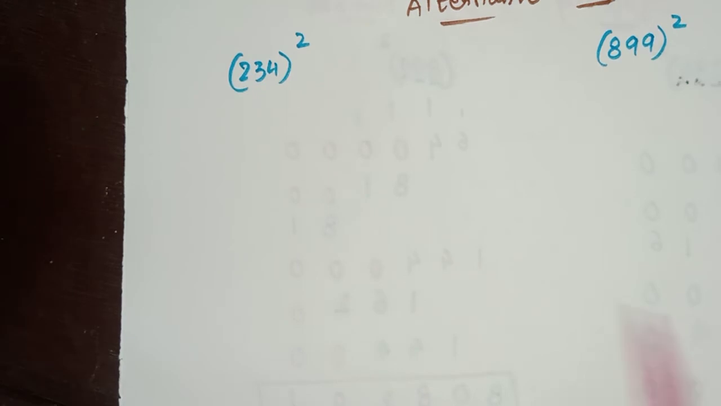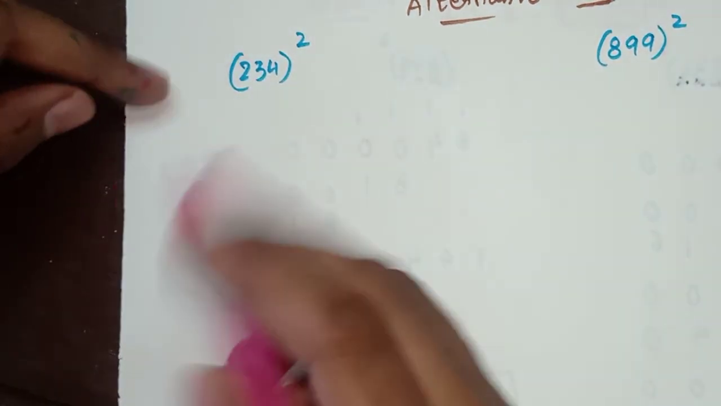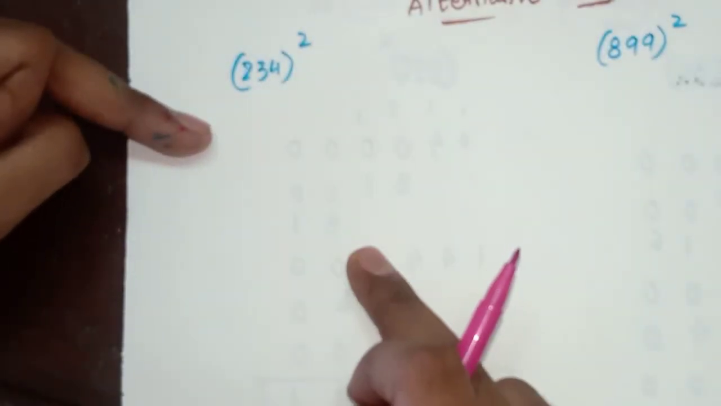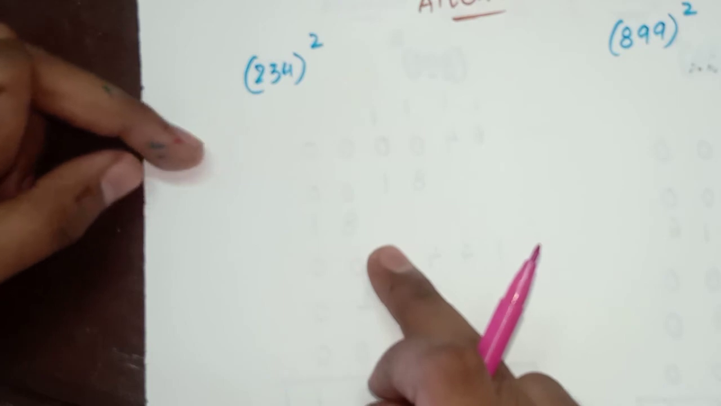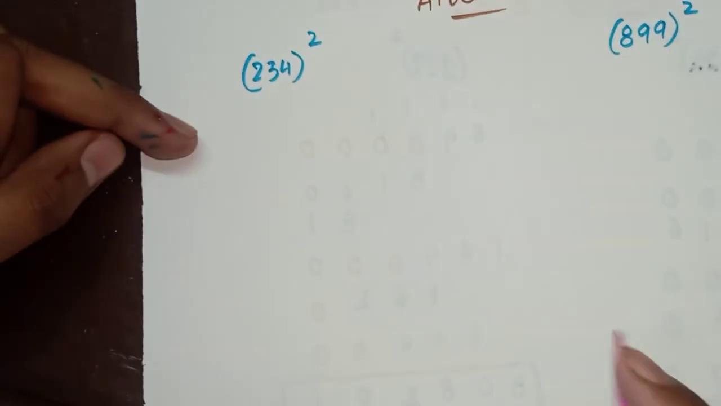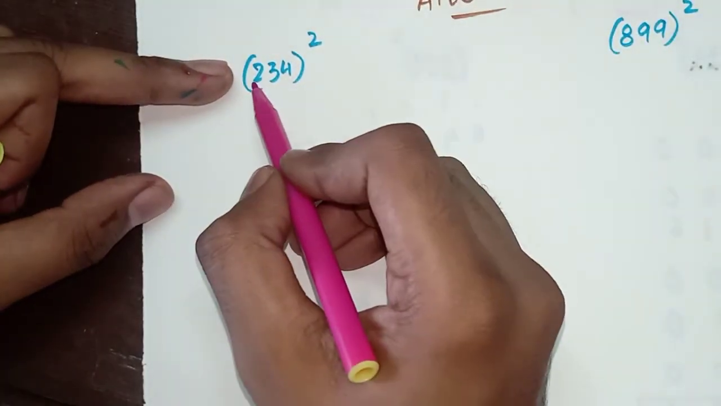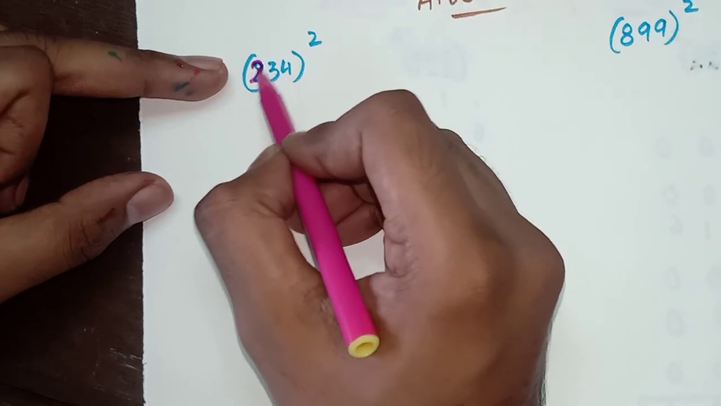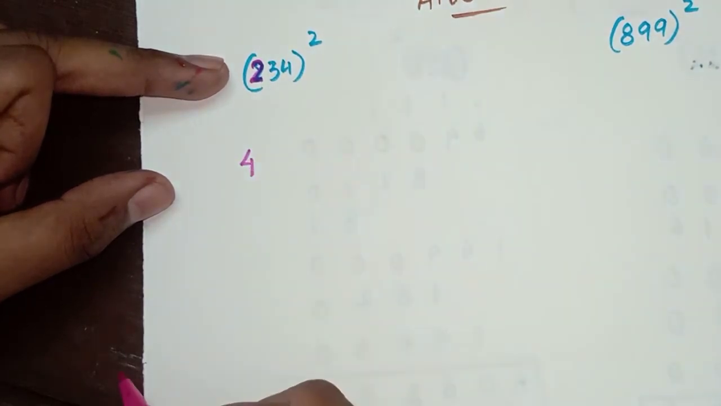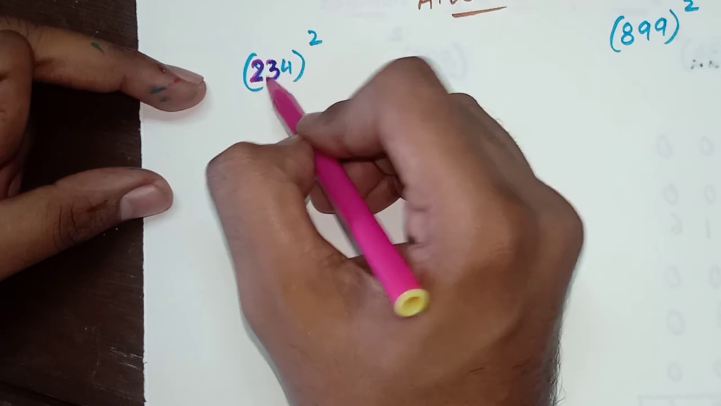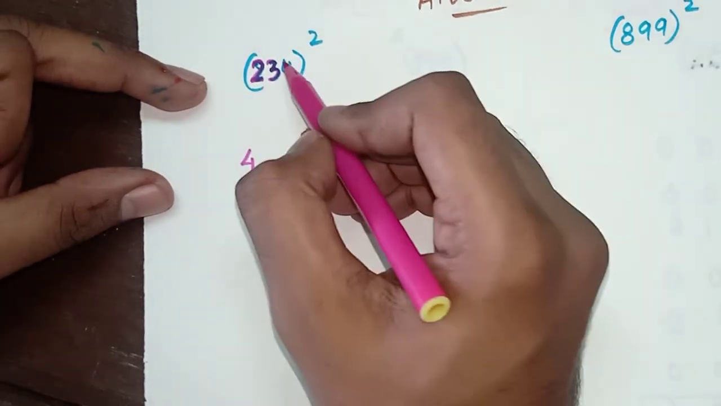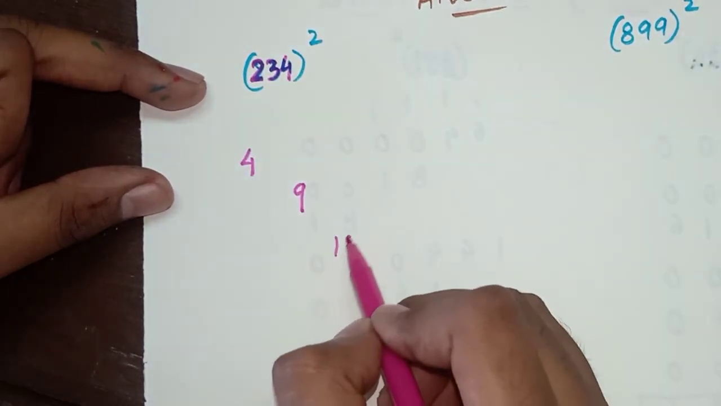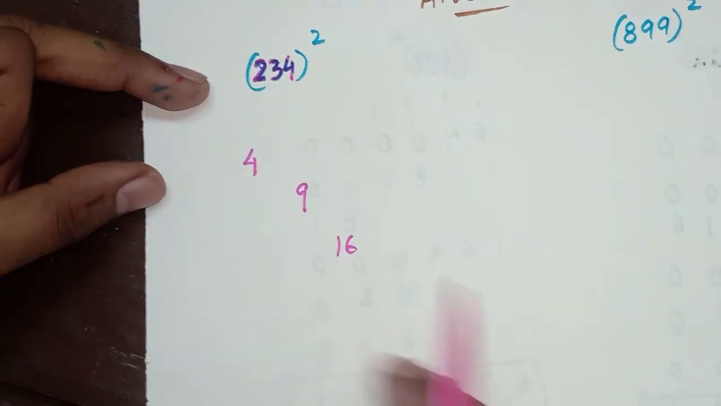So here what you have to do, 2, 3 and 4. Diagonally write the values of their squares. So what I want to say here is 234, suppose. So 2 is there, 2 square is 4. Then you have 3, so 3 square is 9. And then you have a 4, so 4 square is 16. So write like this diagonally.